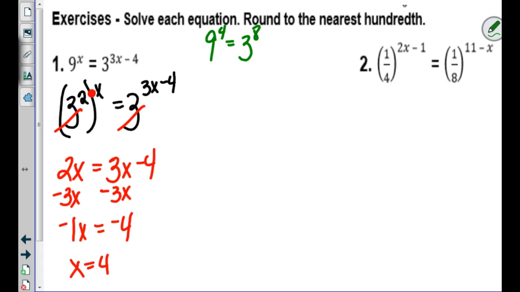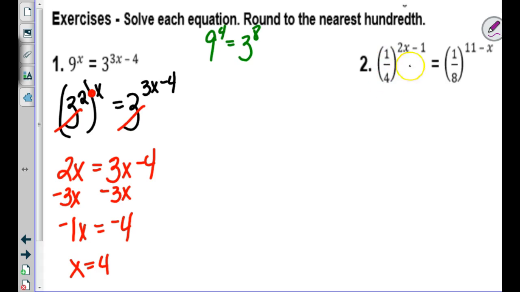Nobody? Can we write those both as powers of what? What power of 1/4 is 1/8? So 4 to some power is 8? No. We can write them both as powers of 2 or 1/2.